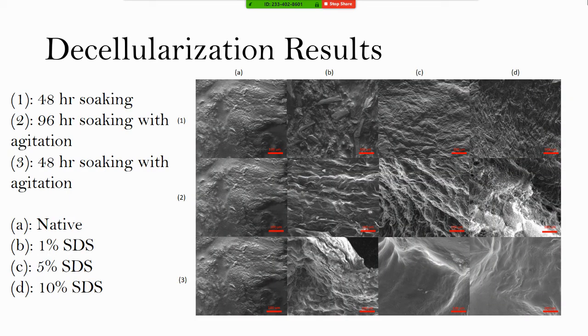To find the optimal procedure, we performed 3 trials testing the length of time, percent of SDS, and agitation period. We analyzed these results using the electron scanning microscope to look at surface, roughness, and topography. This diagram shows the 3 trials at 1, 5, and 10% SDS at a magnification of 200. Based on these results, we determined the 1% SDS with a 48-hour soaking time with agitation has the most ideal roughness without showing destruction of the ECM.